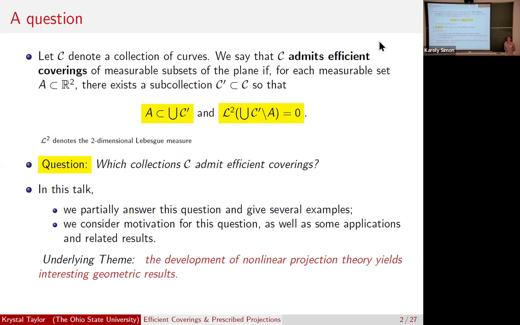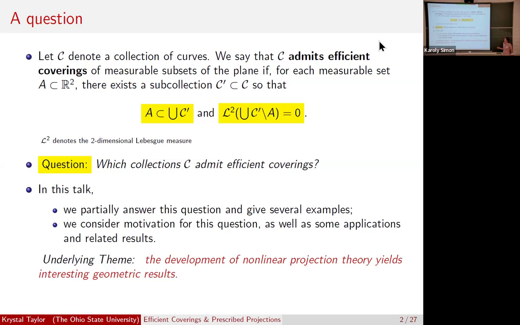So C admits efficient coverings of measurable subsets of the plane if you give me a measurable set A, subset of the plane, then there always exists a subcollection C prime, so a subcollection of curves, so that A can be covered by this collection. And further, we can do this in an efficient way so that the two-dimensional Lebesgue measure of the error is 0.